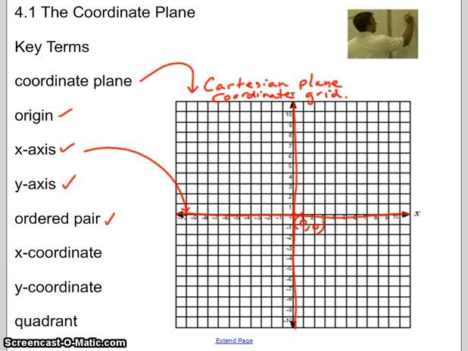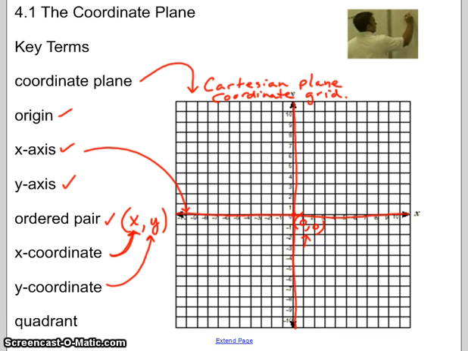Ordered pair is the set of two coordinates. Just like the origin is an ordered pair of the coordinates 0, 0. Any ordered pair is when we have an x value and a y value. The x coordinate is the x value for your ordered pair. The y coordinate is the y value for your ordered pair. It's how high or how low your point is on the graph. The x coordinate tells you how far left or how far right your point is on the graph.